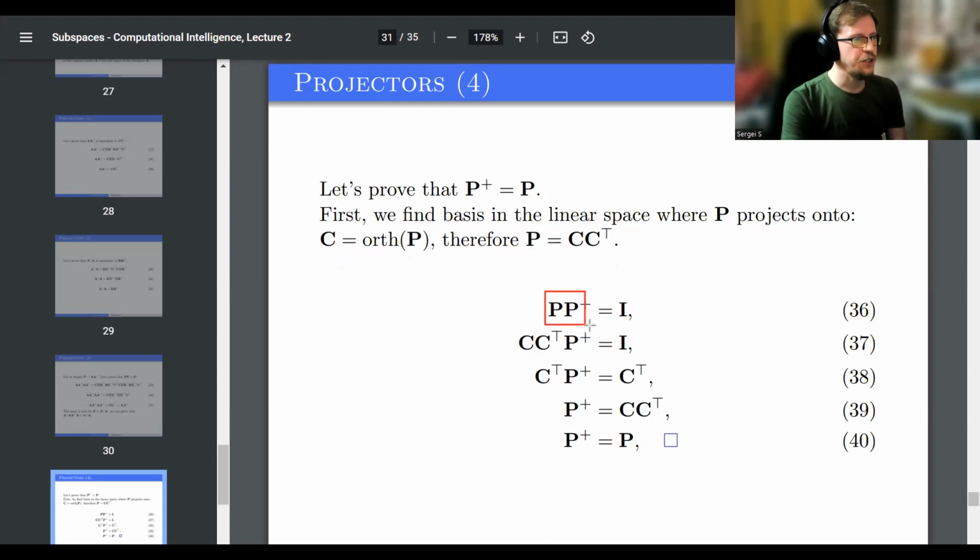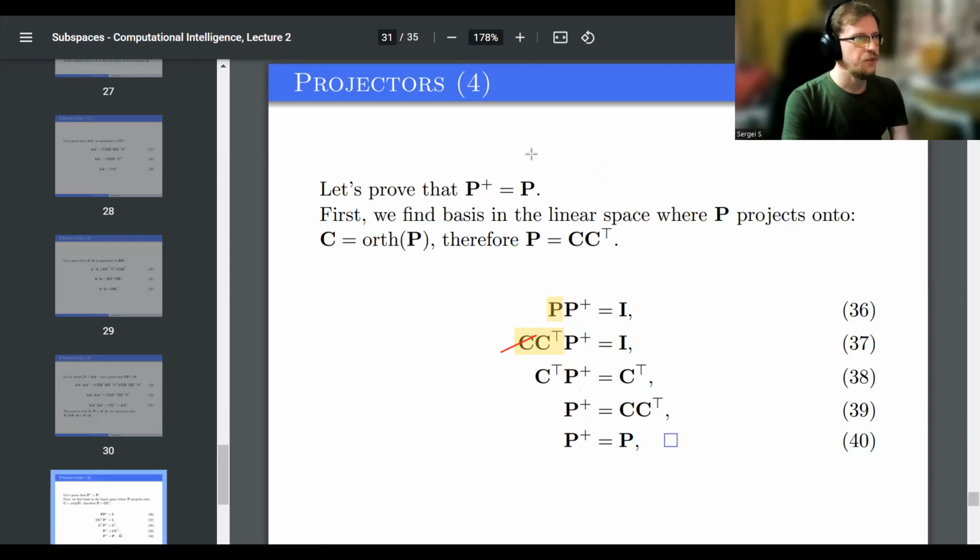Now, we know that P times P pseudo inverse should be equal to P. Otherwise, it's not even a pseudo inverse. It is something else. So if the pseudo-inverse exists, it has to have this property. Now we replace this with this. Then we multiply both sides by C transpose. So here, this guy will go away, and here we will have C transpose because of that.